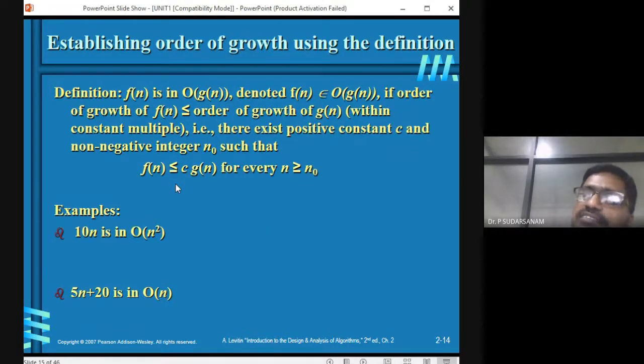Now I cannot change more than the constant value 3. So if I take 4, what will happen? This is 2 into 4, 8. So the constant value will change. That is the reason we cannot take more than that value. That is the reason n is greater than or equal to n naught only.